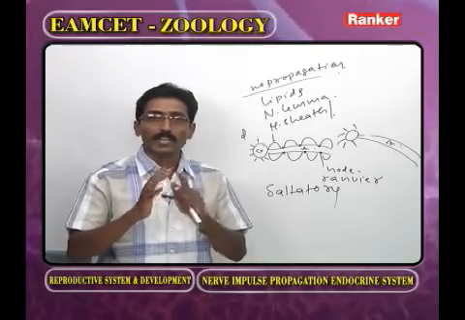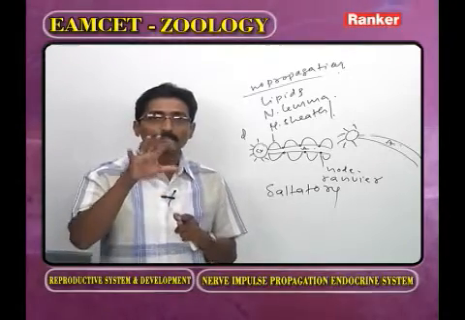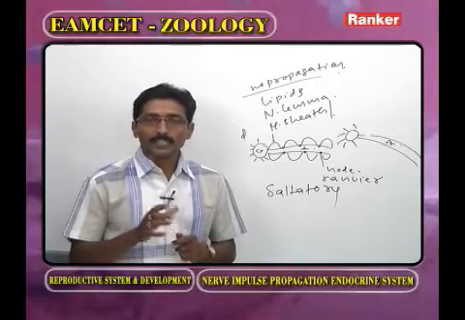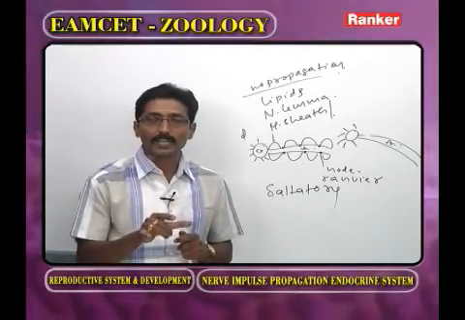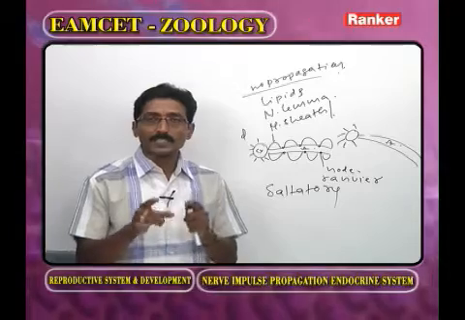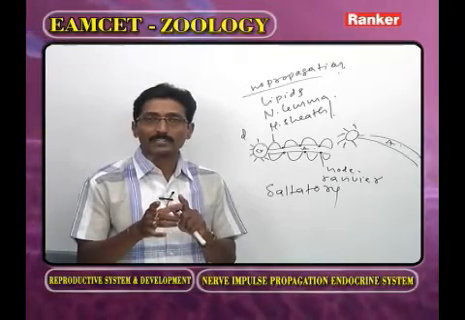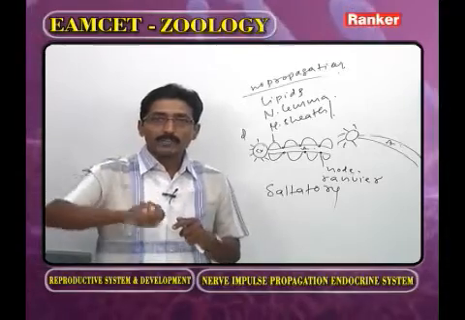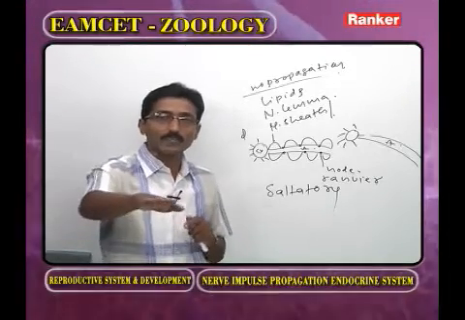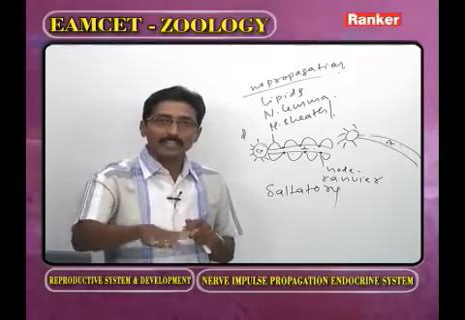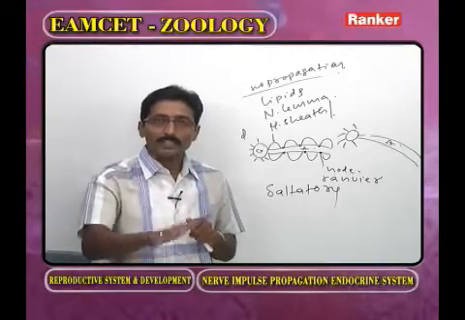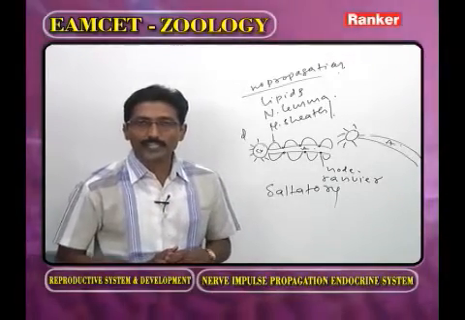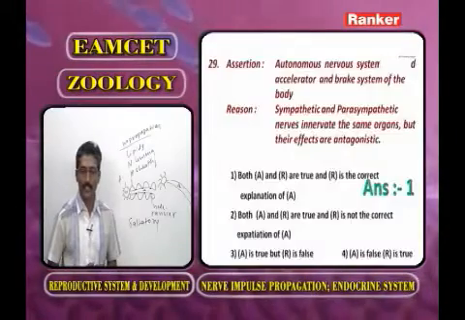So in our body, all activities are at a balanced state. The autonomic nervous system is called accelerator and braking, because in the autonomic system, sympathetic and parasympathetic functions are antagonistic. They work oppositely. Because of the accelerator, the vehicle moves forward. Because of applying the brake, the vehicle stops. Like that, sympathetic and parasympathetic work. So both are correct. Reason explains Assertion. Now we go for the next question.